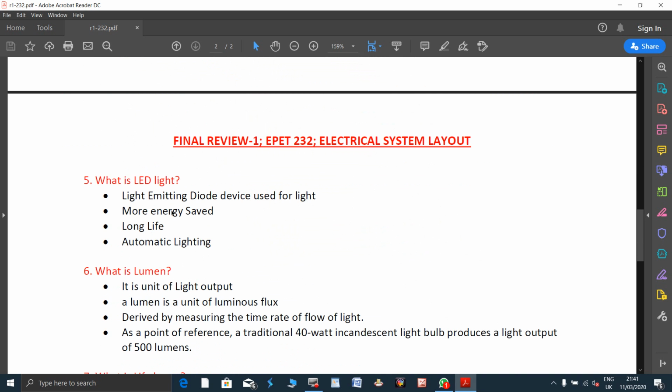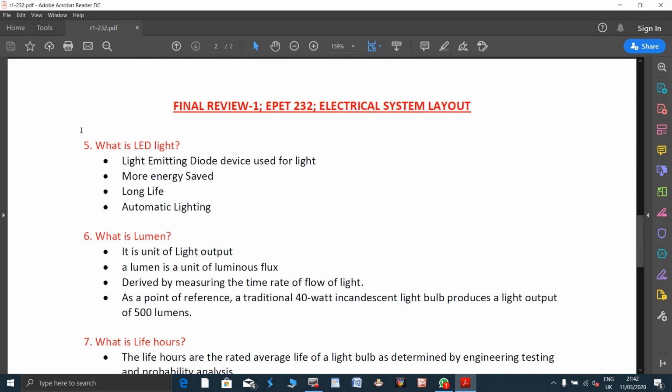Next, what is LED light? This is the mostly used light nowadays. LED stands for light emitting diode, which is used for illumination purpose. The most important thing regarding LED light is it saves a lot of energy. It consumes less energy, less wattage. It has a long life. You can have an LED light for more than, say, 10 years and so forth. It's also suitable for automatic lighting system.